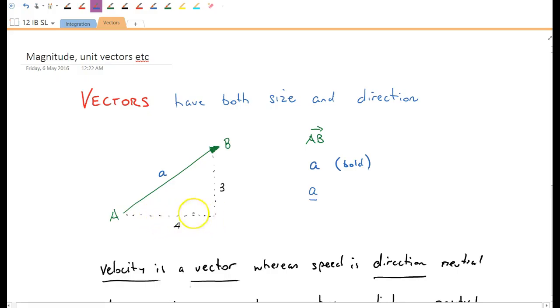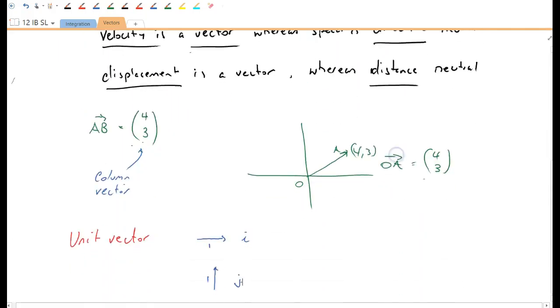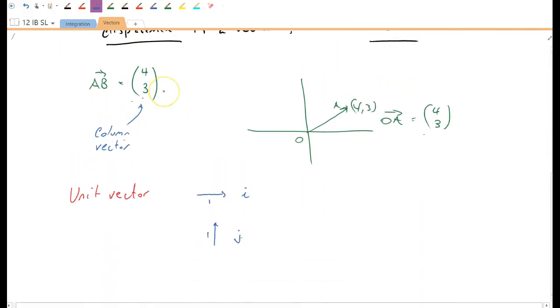Here we've got 4 i's, haven't we? We can section this off into little i's, there's 4 of them, and then there's 3 j's. So we can also represent this vector AB equal to (4, 3). We can also say that AB is equal to 4i plus 3j. All right, and this is called unit vector form. Same vector, just a different way of representing it: column vector and unit vector.